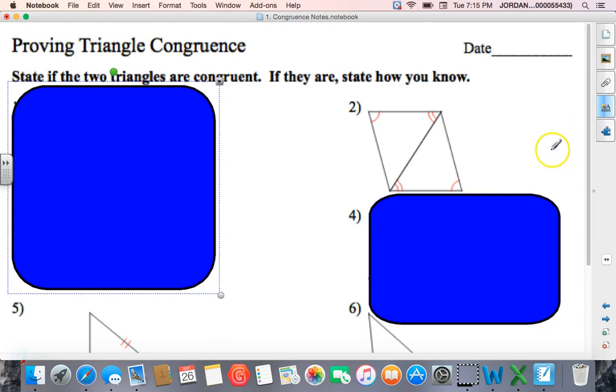So right here, let's look at some of these examples and see if the two triangles are congruent, and if they are, how we know. So right here on number 2, we can tell right off the bat they share a side, so this side is congruent for each triangle. Now let's see what we know. We know angle, angle, side. That's one of our theorems that we can use. So we'd say yes, it's congruent by angle, angle, side.